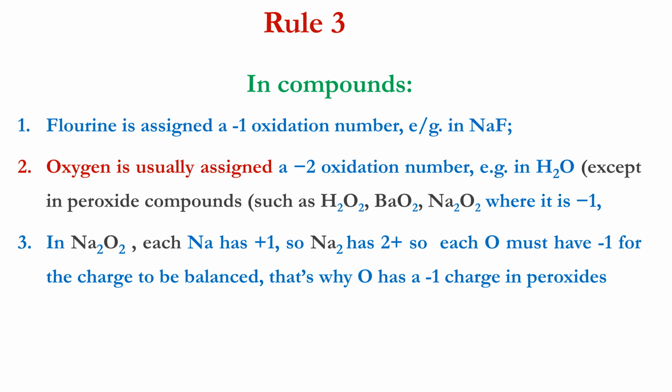We now look at Rule 3. In compounds, fluorine is assigned a -1 oxidation number. For example, in this compound, F has -1 oxidation number. So whenever F is present in any compound, its oxidation number is -1. Oxygen is usually assigned -2 oxidation number in any compound. For example, in water, oxygen is assigned an oxidation number of -2. That's why water is neutral, because -2 plus 2 from H2 is equal to 0.